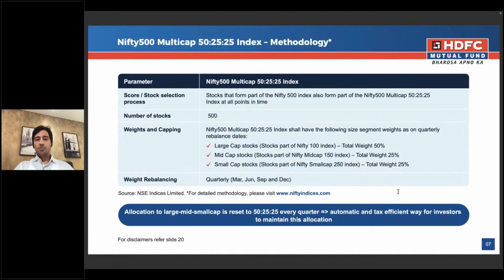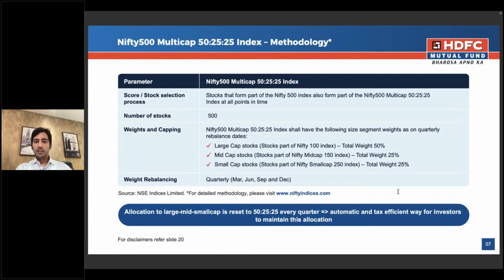Okay, so now we have explained what multi-cap is, what the concept of multi-cap investing is, and why you should consider multi-cap investing. That is why you should have large, mid, small exposure together. Now we'll come to the main part of the presentation, which is what is unique about this product that we are offering, right?